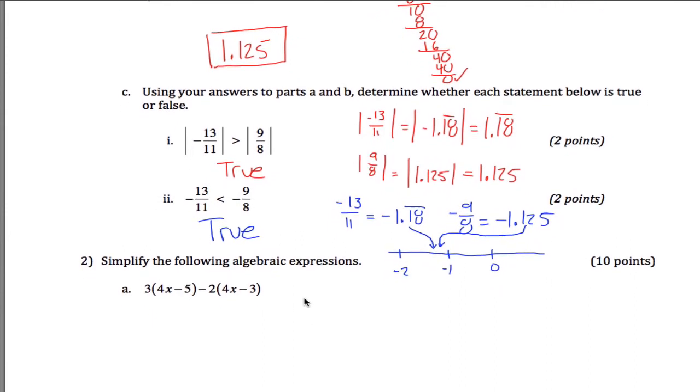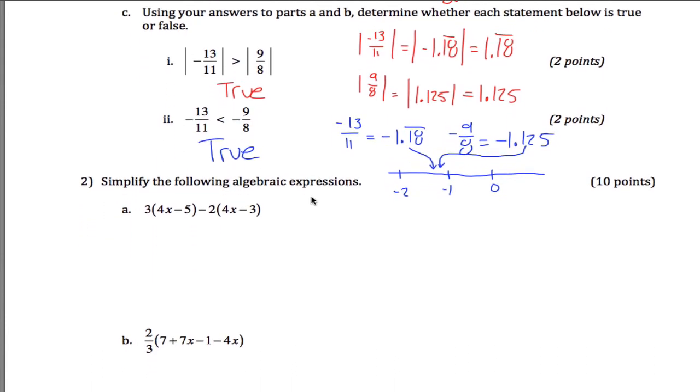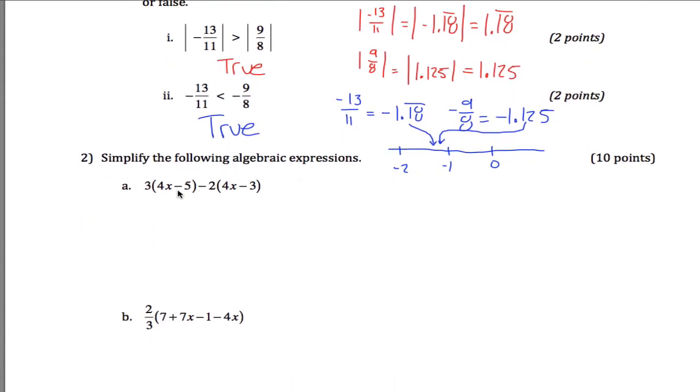All right. Moving on. Simplify the following algebraic expressions. So in this first problem, what we have to do is distribute. We actually have to distribute twice. To get rid of these parentheses, we'd have to take this 3 and distribute it through. That would give us 12x minus 15.